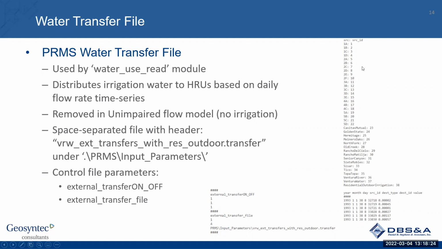So that's what the file looks like. We have various regions of irrigation in the model. A lot of these are specific portions of the watershed. The last one is residential outdoor irrigation. It's spread throughout the watershed. So I'll open up this file in a bit and explain these fields again.